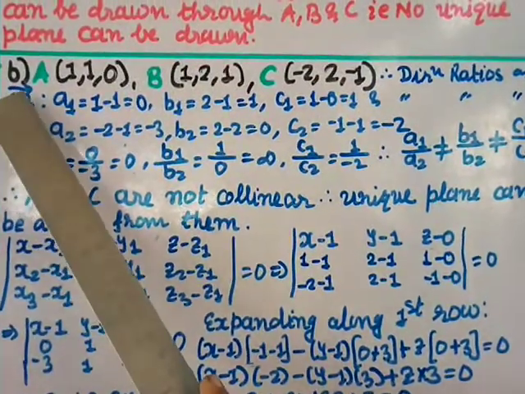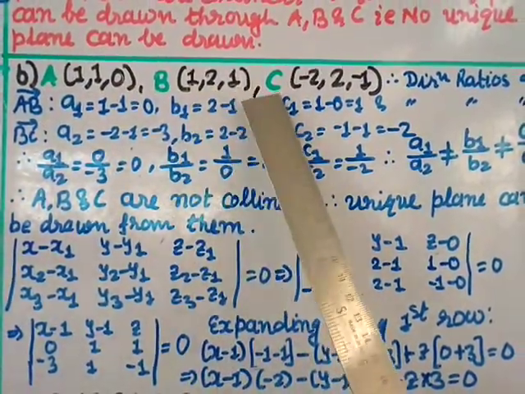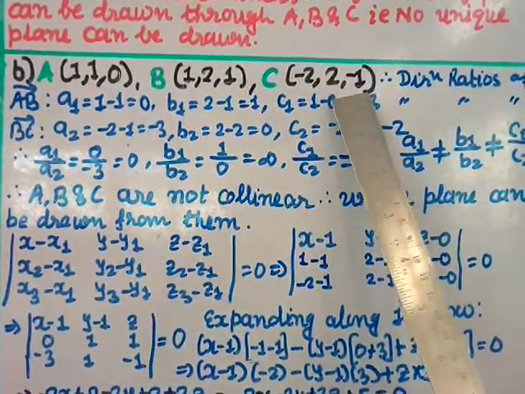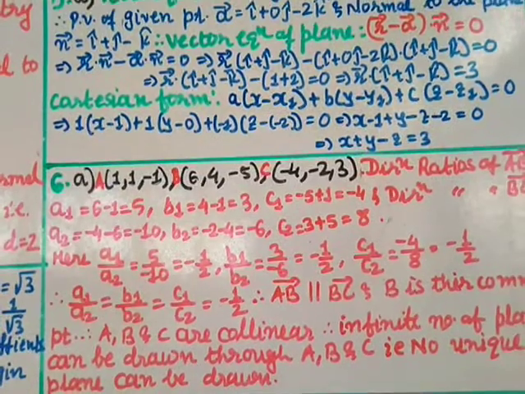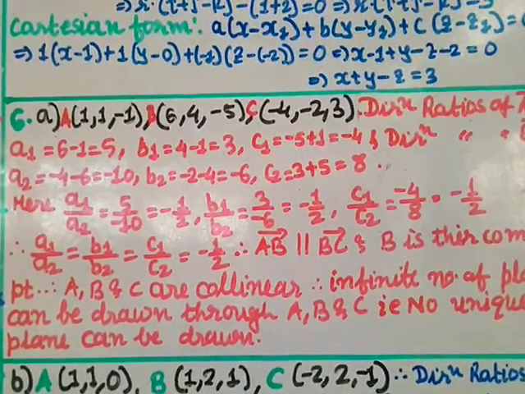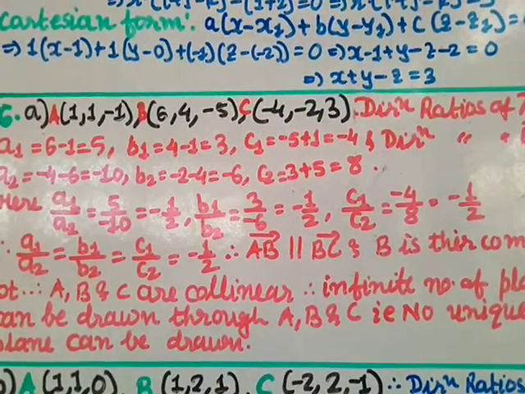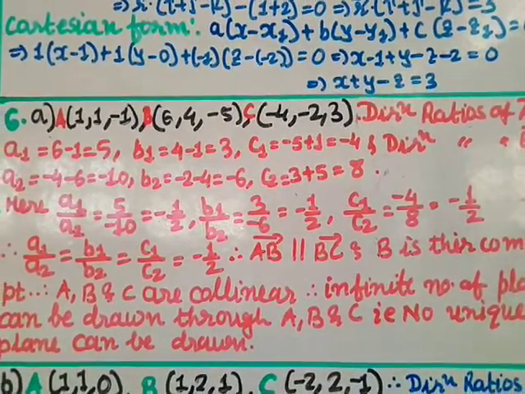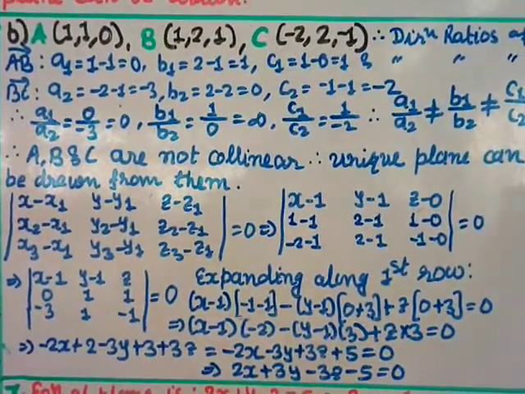Part B is, question B is, the 3 points are A (1, 1, 0), B (2, 1, 1), and C (-2, 2, -1). Now, the same way as we did here, we will write the direction ratios and compare. If it is unique, then we will find the equation of the plane passing through the 3 points. If the ratios are the same, then you cannot find a particular plane, because there will be an infinite number of planes.